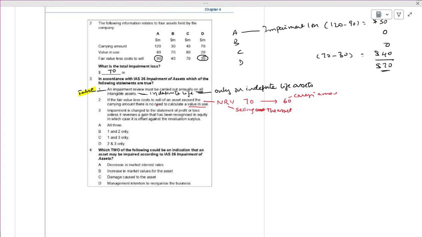Is it right? We will calculate value in use when we are not selling the assets. Is it right? This is true. Okay, any doubt? Any doubt you ask me.